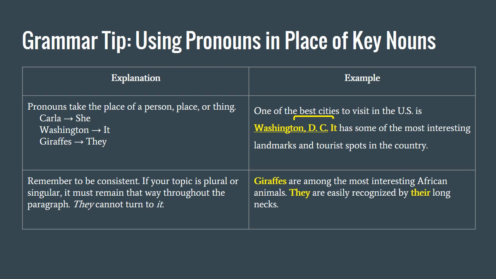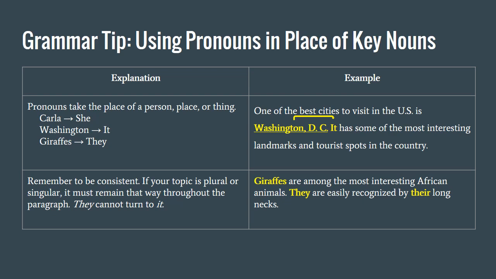Okay, now let's look at the example on the right-hand side. "One of the best cities to visit in the U.S. is Washington, D.C. It has some of the most interesting landmarks and tour spots in the country." So here, "it" refers back to Washington, D.C. because we're using a pronoun to take the place of a thing. A place.